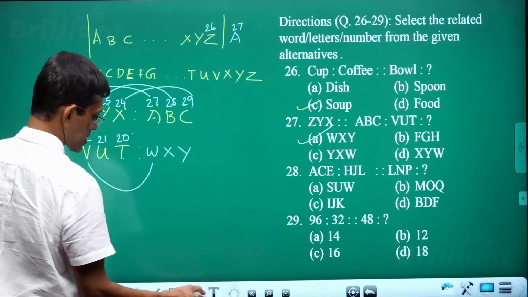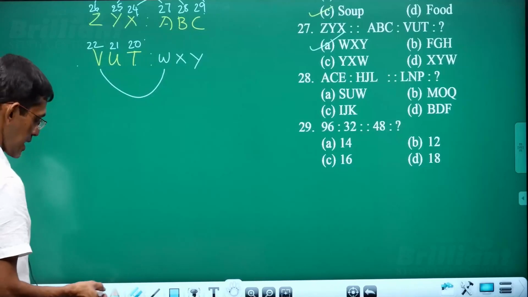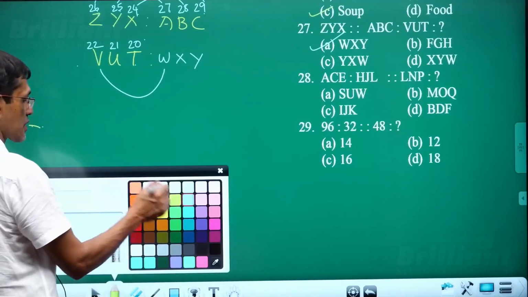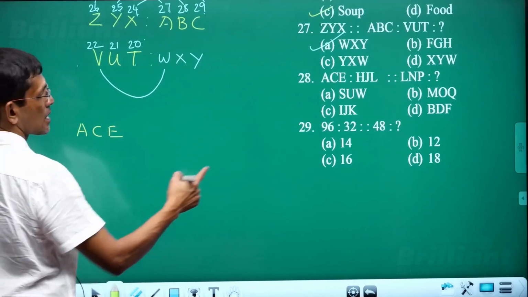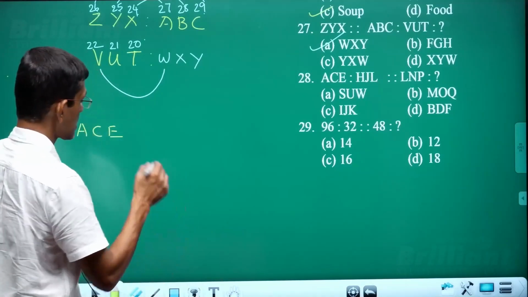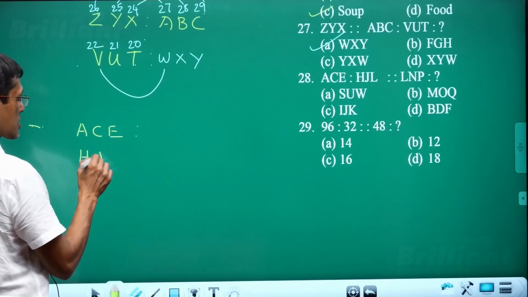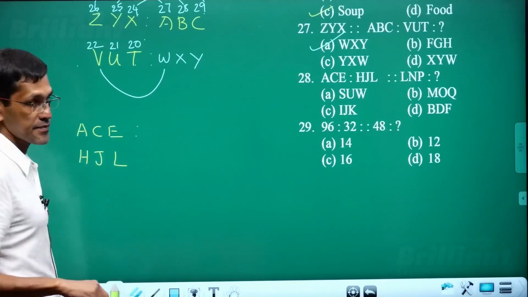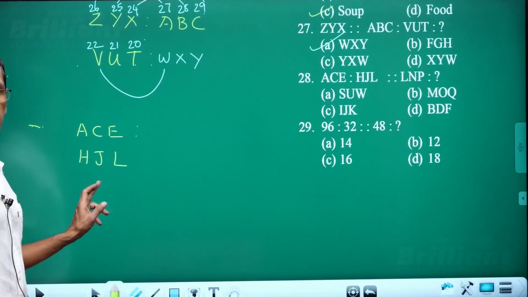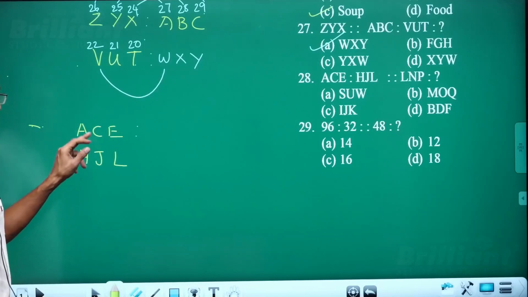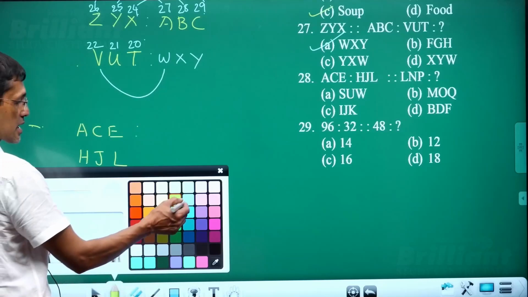All right, let's go for the next one. 28. ACE, or ACE, we call it. That's HJL. Let me write it here. HJL. That's easy. And well, A and H. A is 1, H is 8. So the difference is 7. C and J. C is 3, J is 10. So the difference is again 7.